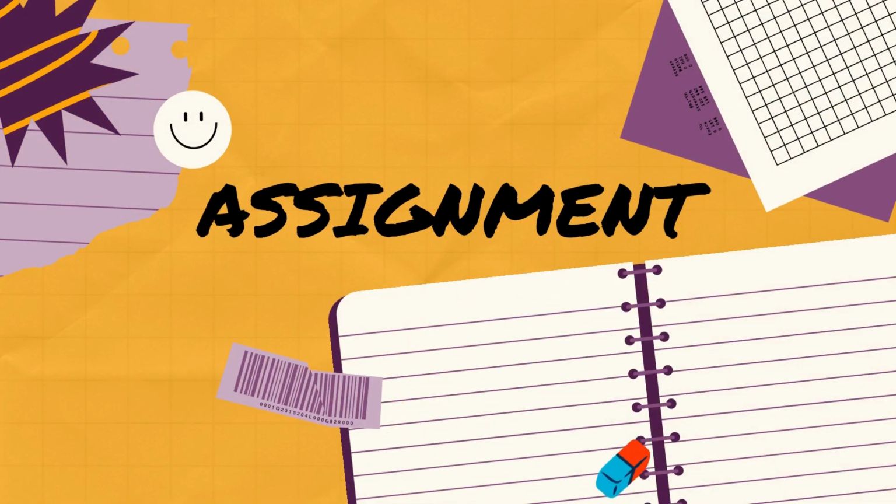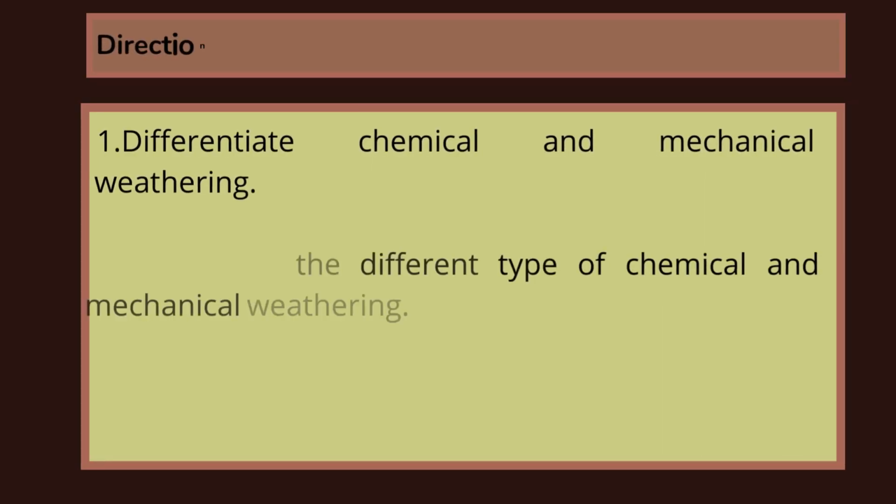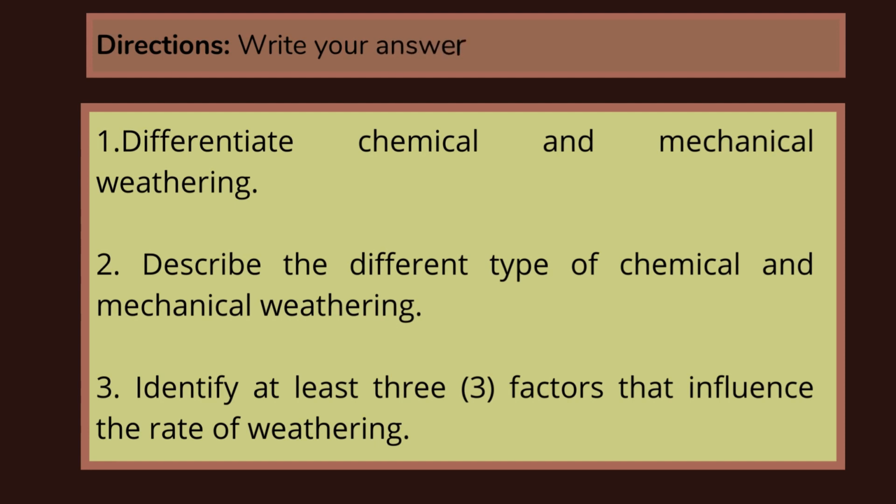For your assignment, please answer the following questions. Write your answer legibly, as concisely as possible. Number 1, differentiate chemical and mechanical weathering. Number 2, describe the different types of chemical and mechanical weathering. For number 3, identify at least 3 factors that influence the rate of weathering.